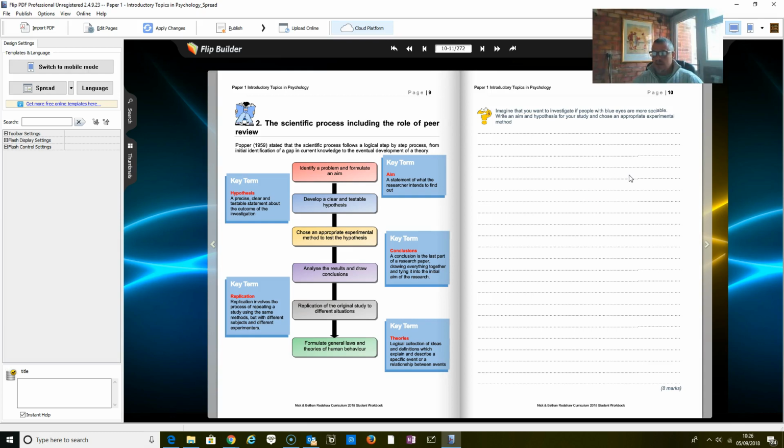So looking at page 10 then, imagine what you want to investigate. If people with blue eyes are more sociable, write an aim and hypothesis for your study and choose an appropriate experimental method. So I want you to have a go at this. Imagine that you want to investigate if people with blue eyes are more sociable. Write an aim and hypothesis for your study and choose an appropriate experimental hypothesis.